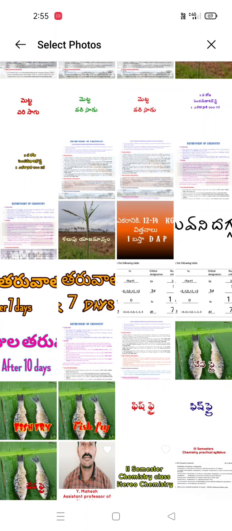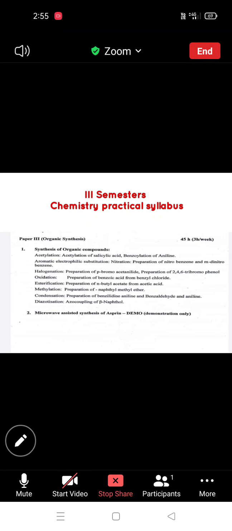In our chemistry syllabus we also have some topics on synthesis of organic compounds in the new CBCS syllabus. Last year it was in the fifth semester syllabus, totally organic synthesis. Now it is changed to the third semester. So the synthesis of organic compounds and distillation.